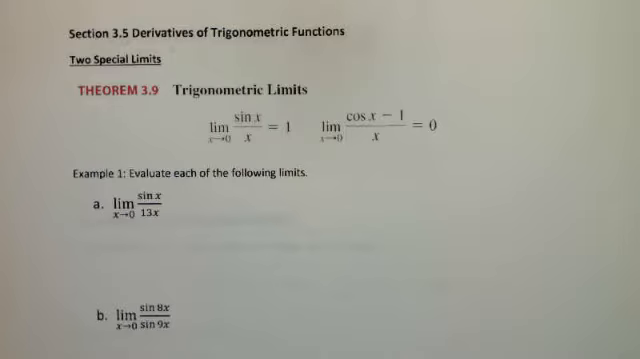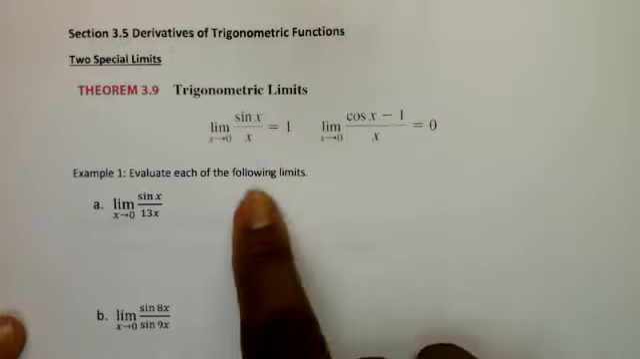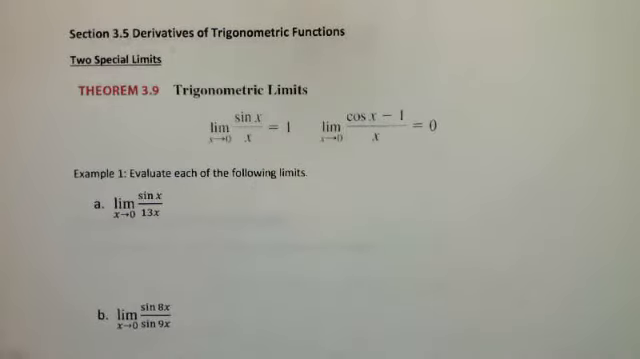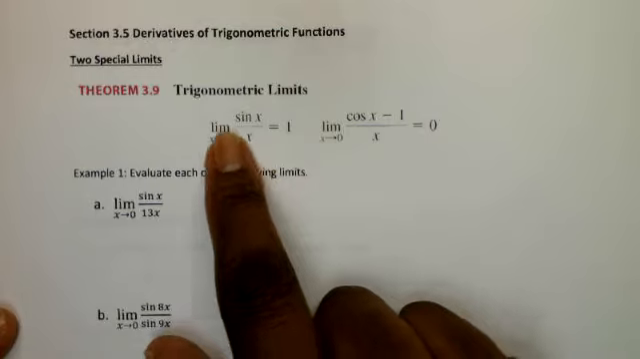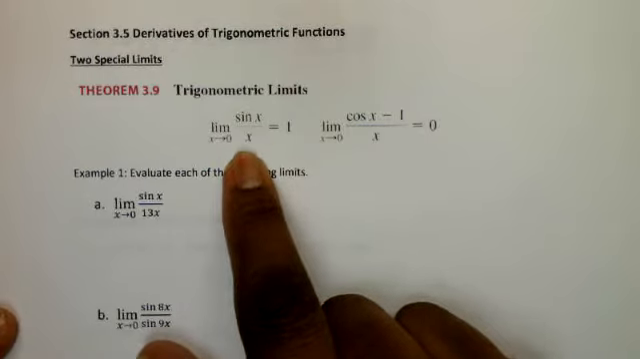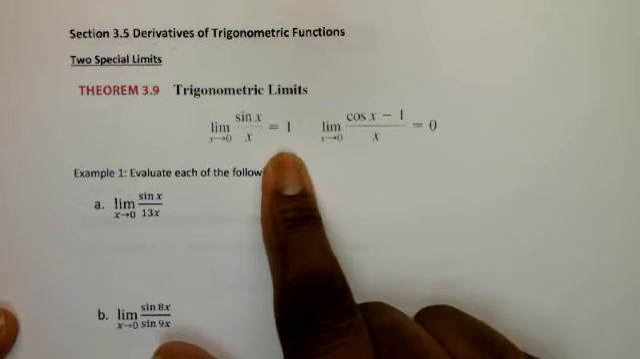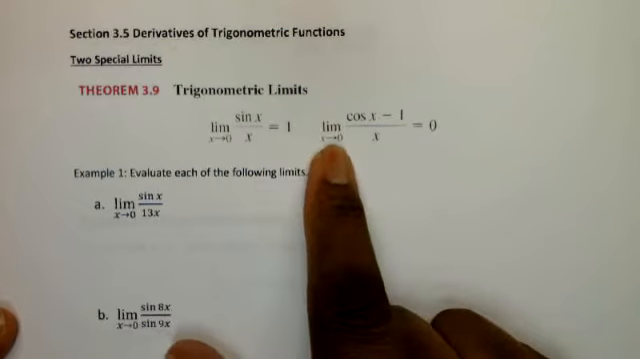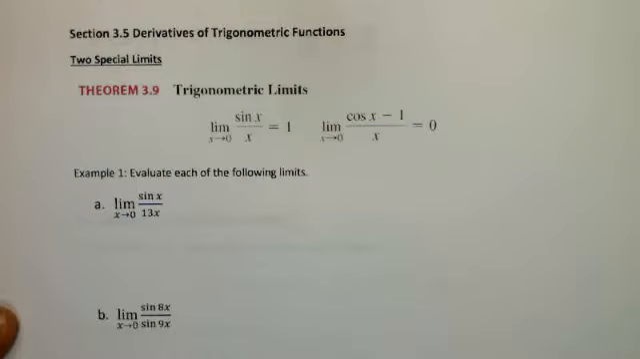All right, so we're going to begin with two special limits. So here we have trigonometric limits, and they are this. If I have the limit as x approaches 0 of sine of x divided by x, that's going to be equal to 1. And also the limit as x approaches 0 of the cosine of x minus 1 divided by x will be equal to 0.